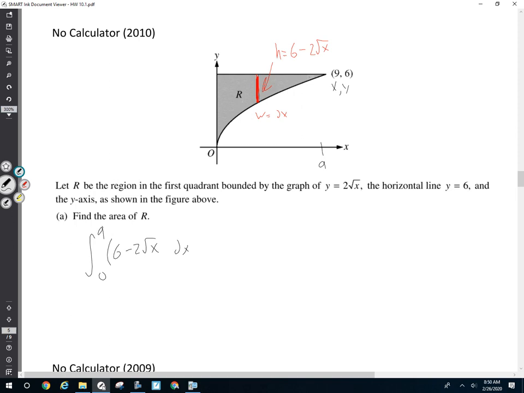And I need to do this without a calculator, so let's go ahead and practice. I got 6x minus x to the 3/2 times 2/3, so that's 4/3. From 0 to 9, I have 54 minus 9 to the 3/2, that's the square root of 9, which is 3. 3 cubed is 27. 27 divided by 3 is 9. 9 times 4 is 36 minus 0. So this ends up being a nice number. This is 18.